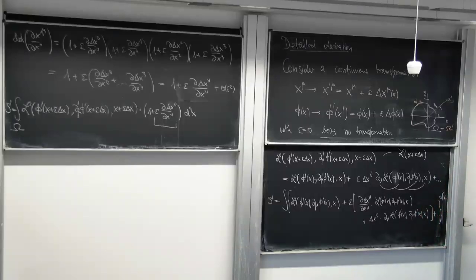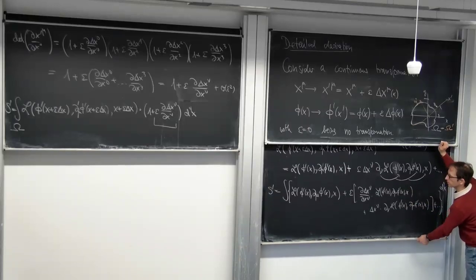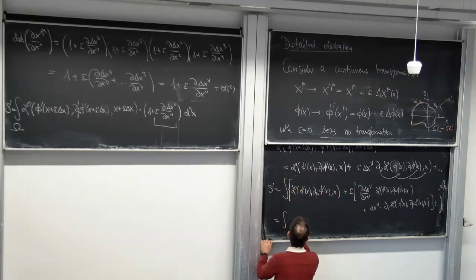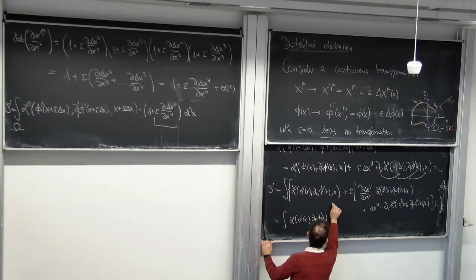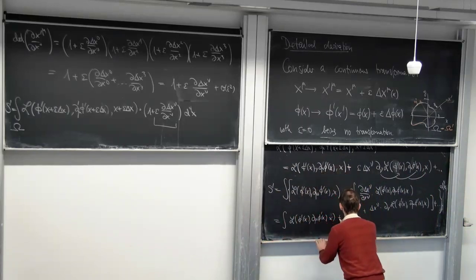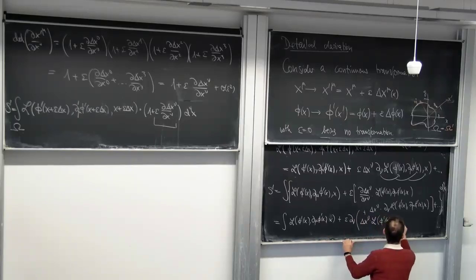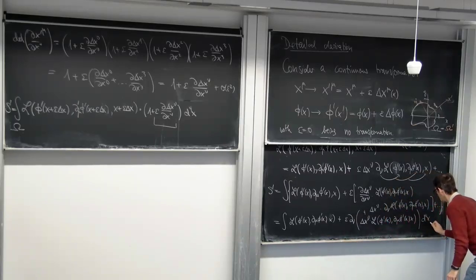The x, and this is in four dimensions, and this is exactly where we wanted to go. We wanted to get to this f. So an integral of L of phi prime of x prime, d mu, and then plus epsilon d mu delta x mu times L of phi prime of x, d mu phi prime of x. That is d^4 x.